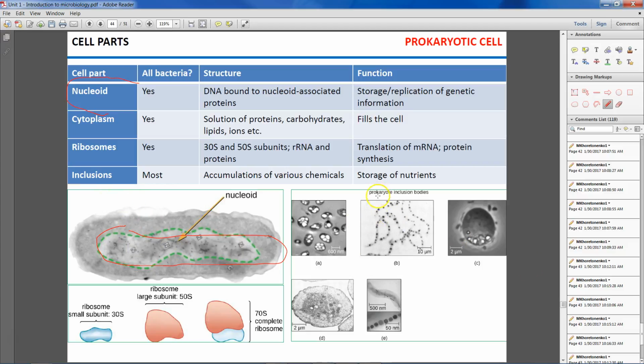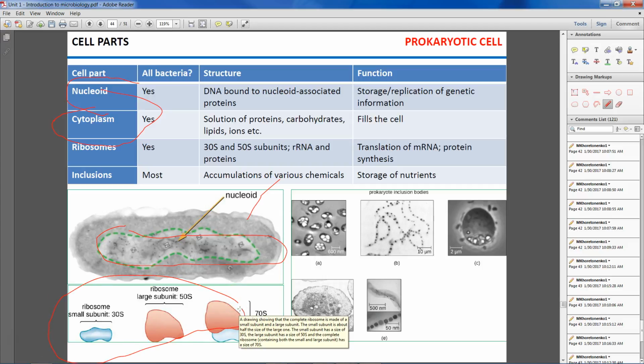Well, cytoplasm is another obvious structure that the cell cannot exist without. This is your cytoplasm, something that fills up the cell. You have no cytoplasm, you have no cell. Functionally, you can say it's a storage, it's the place for everything else. Okay? Ribosomes. You can see ribosomes illustrated here.